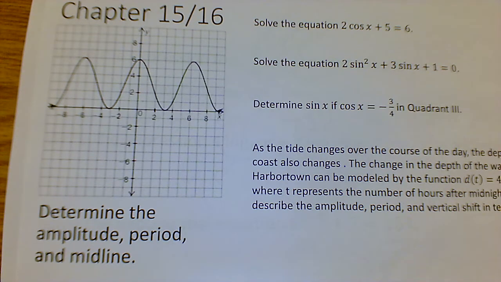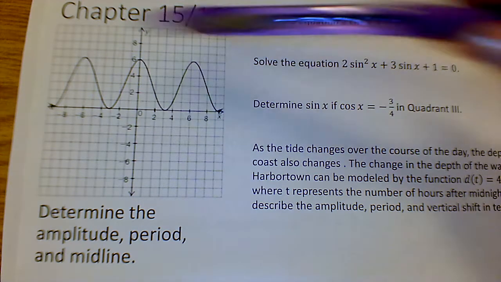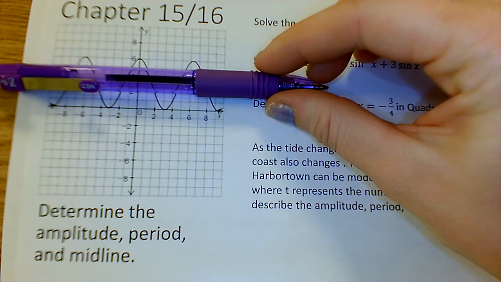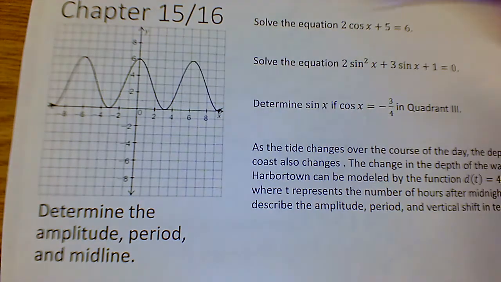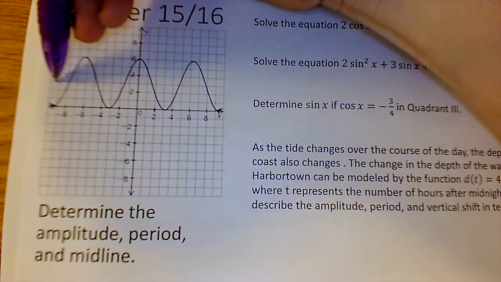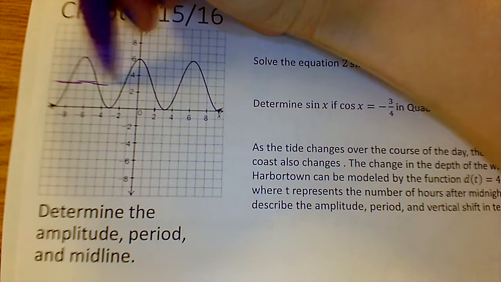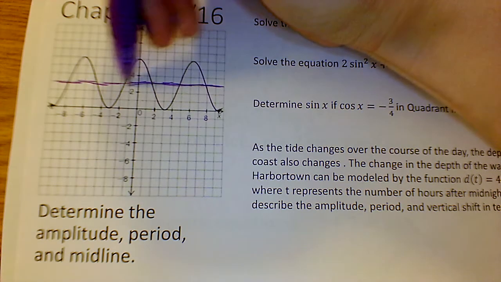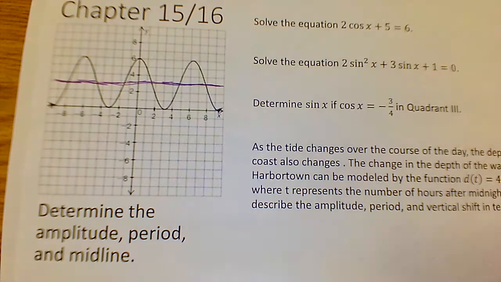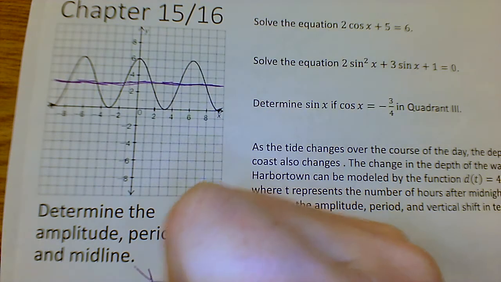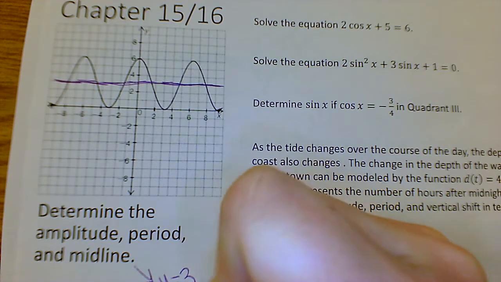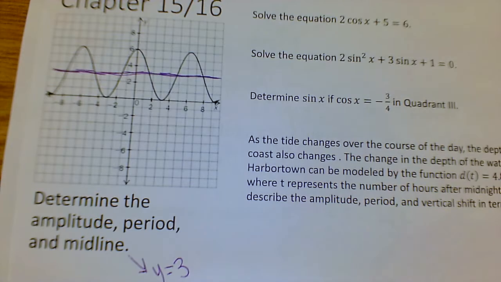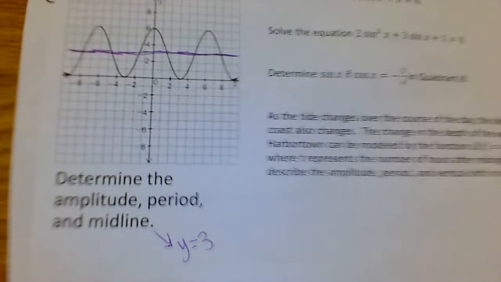So let's get started with this question. It says, determine the amplitude, period, and midline of this graph. I'm going to start with the midline because I think it's easiest to see. The midline, remember, is where the middle of our wave is. So it looks to me like that middle is at 3, and my midline then is at y equals 3. Remember that it's an equation because it's a line.